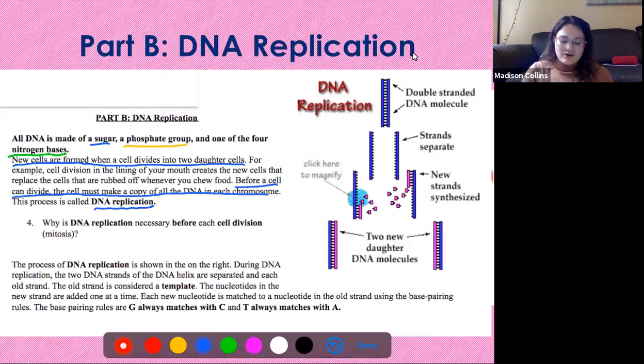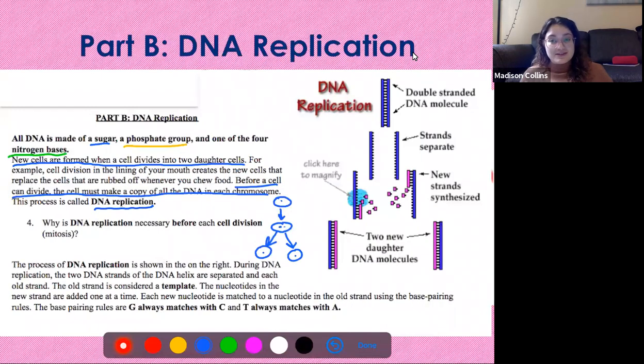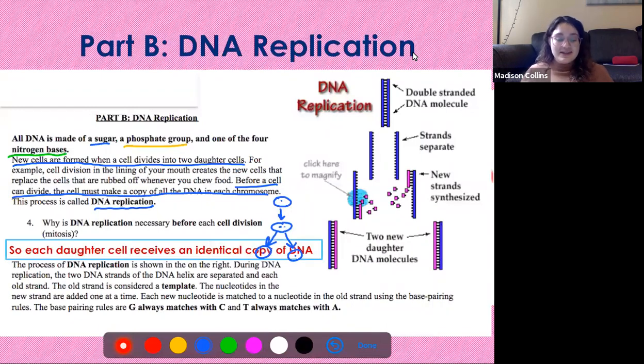And we talked about this before, right? We saw that when cells divide, they have to duplicate that genetic information so that each resulting cell gets the same amount, right? Which leads us to number 4. Why is DNA replication necessary before each cell division, also known as mitosis? Well, I just told you, this happens so that each daughter cell receives an identical copy of DNA. We've got to make sure that each cell gets the same amount and the same type of DNA to make those identical daughter cells in mitosis.